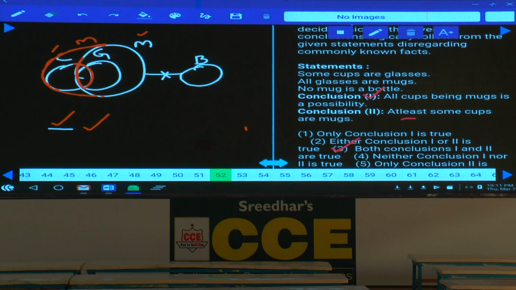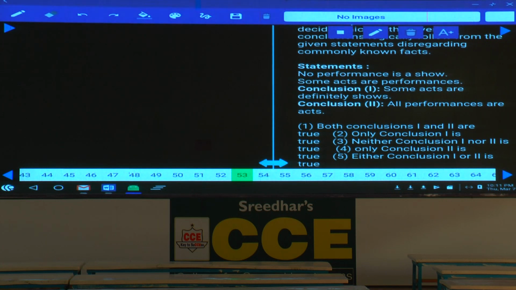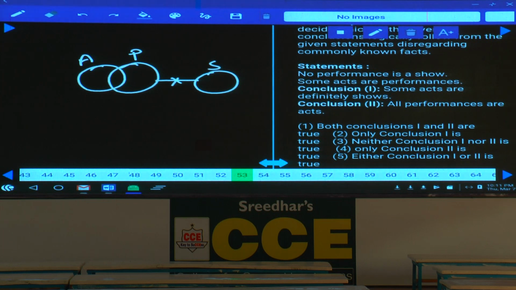Done with this? Then question number 53. Now in this 53, no performance is a show and some acts are performance. Some of the acts are performance can be written like this. This is act and performance. And no performance is a show. Performance and show must be like this. No performance is a show. Then first conclusion, some acts are shows. Some acts are shows is false, act and show.